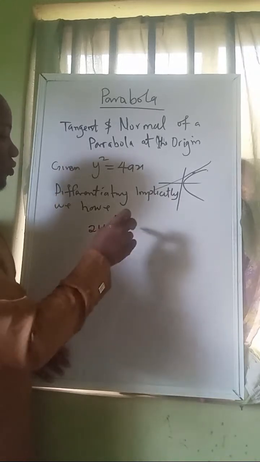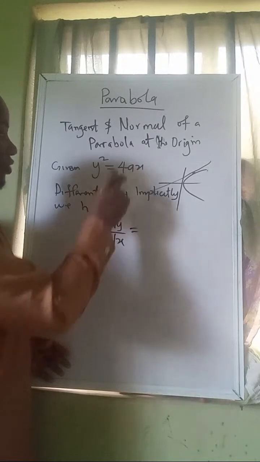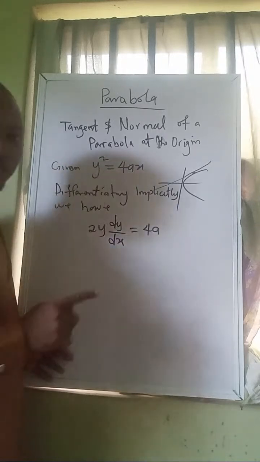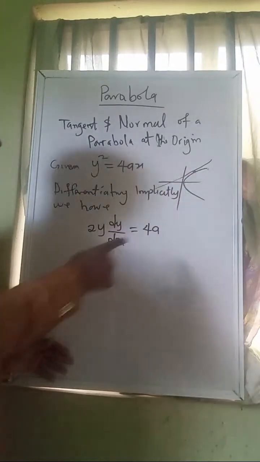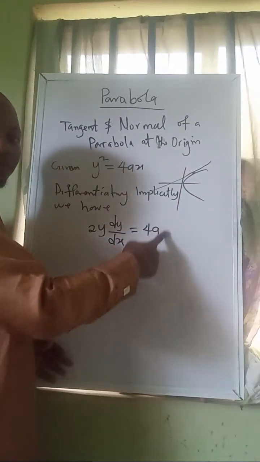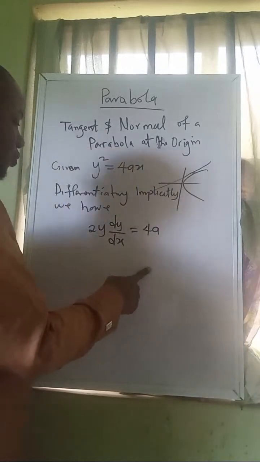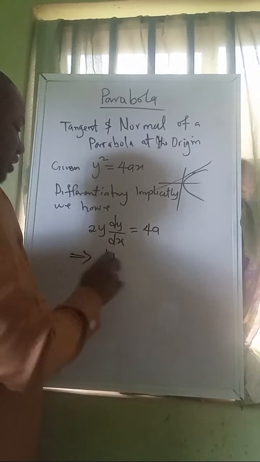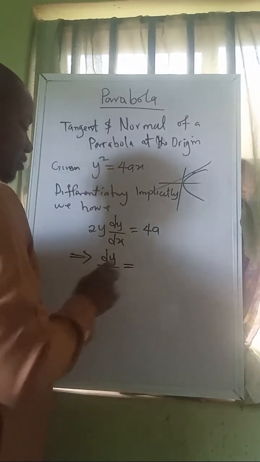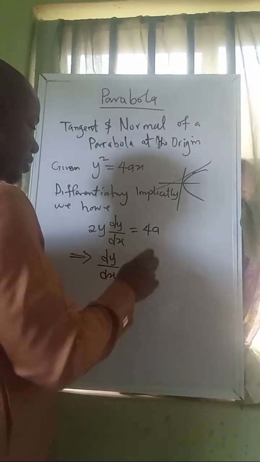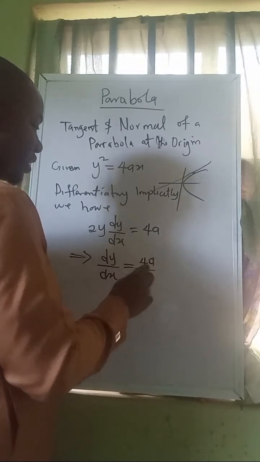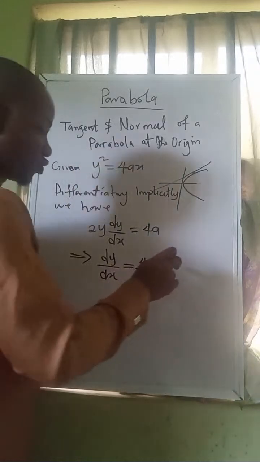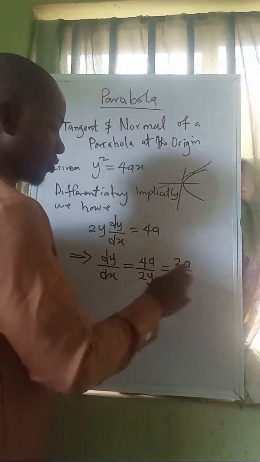When we differentiate this side, this will be 4a. 4a is constant, and x is a variable there. So if you differentiate x, in that case it will be 1. From here, you see that if you make dy/dx the subject of the formula, this will be equal to 4a all over 2y. We can take 2 out of this, so that this will be 2a over y.